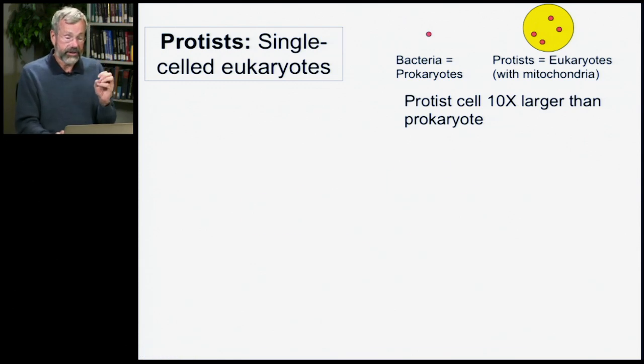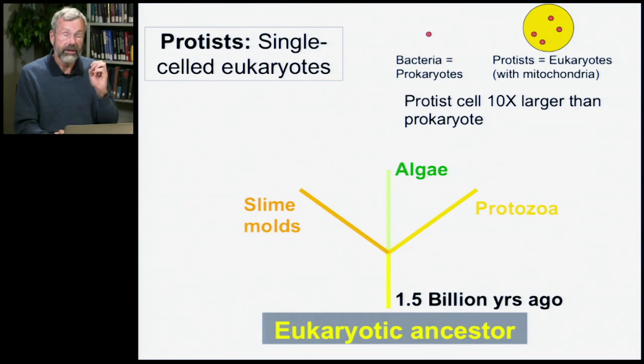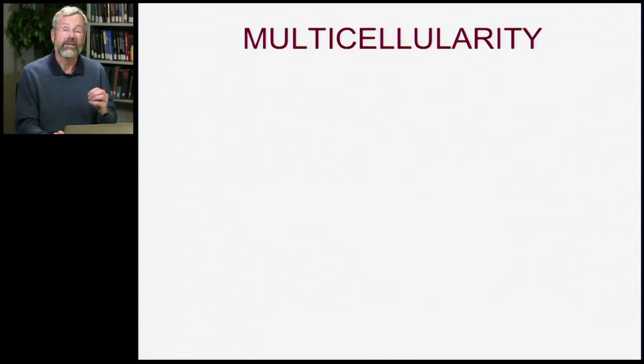Now these protists, single-celled eukaryotes, originated about 1.5 billion years ago, and they can be classified into 3 broad groups: the slime molds, the algae, and the protozoa. From these, we get multicellular organisms.